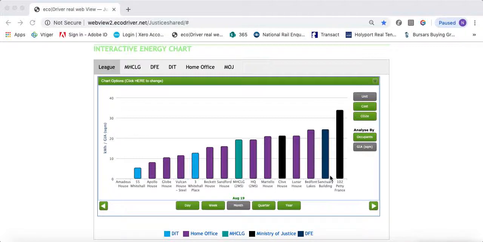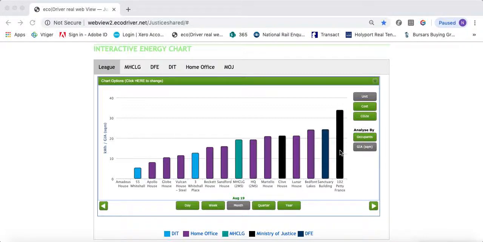Now, this particular screen you have in front of you now is to do with the Ministry of Justice, the Home Office, and the Department of Education. And what they have is they have various buildings within all the organisations. And as you can see here, there is a league table of how each of these buildings is doing.